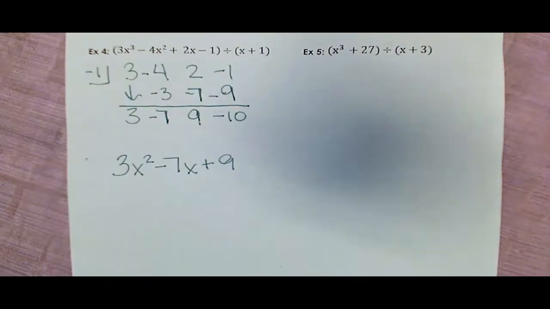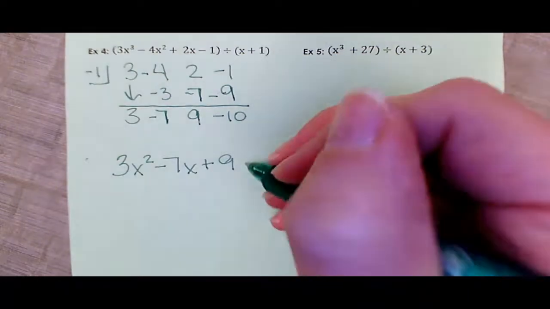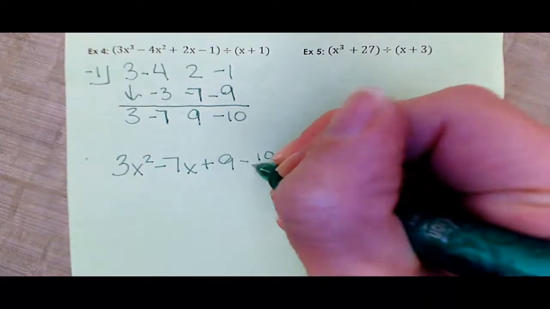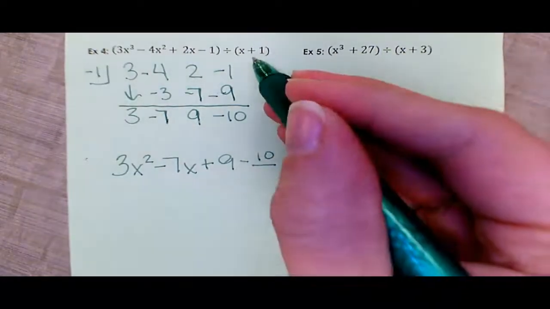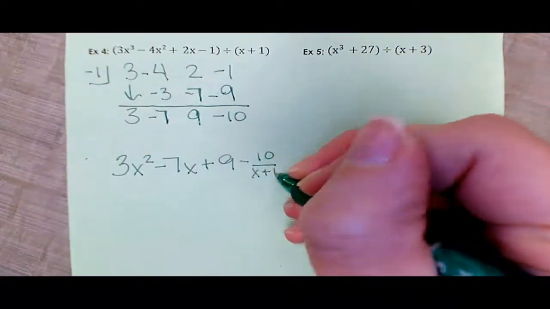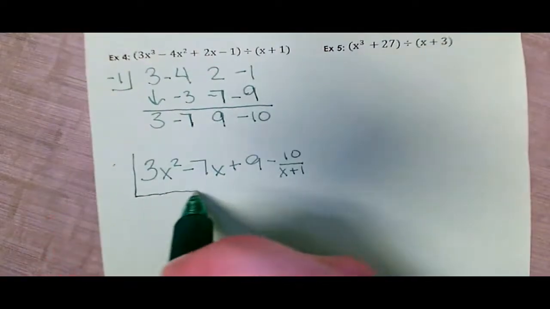So in this problem, our coefficients for the quotient were 3, -7, 9, and -10. If you start by writing the first term as an x squared term, then you end up with -10 not giving you a nice place to be. That's because -10 is your remainder. So remember whenever we used long division that we wrote our remainder over what we were dividing by, so the x plus 1. And this is your final answer for number 4.